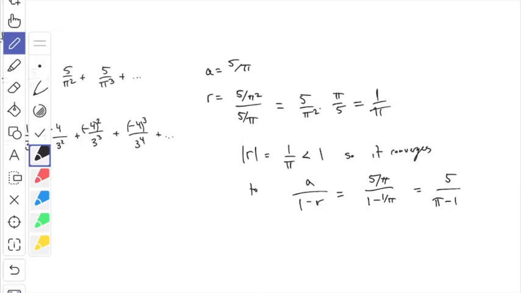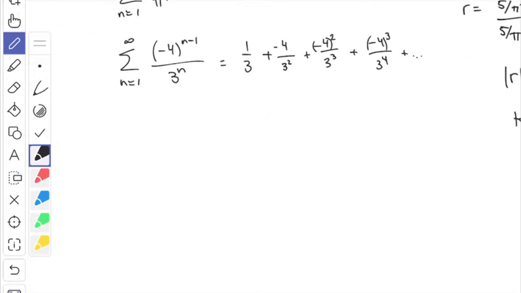All right, the next one, same idea. We begin by doing the a and the r, right? So the a is the first term, which is 1/3. That's easy enough. The r is the second divided by the first. That will be negative 4 over 3 squared divided by 1/3. And when I simplify this, if you like to write it as multiplication instead, 3 over 1 there, not 3/2. I think I'm going to get negative 4 over 3, right? Yeah. So this is the r.